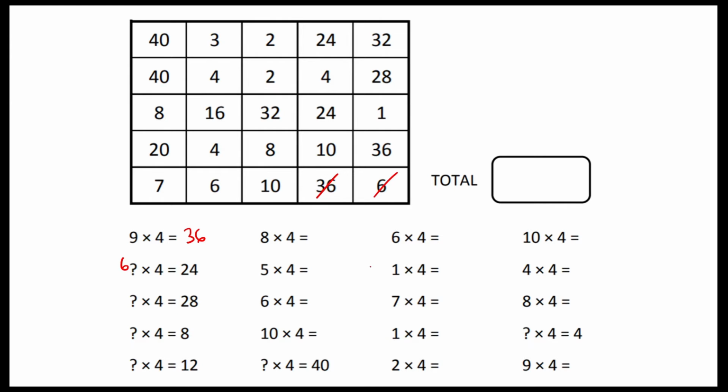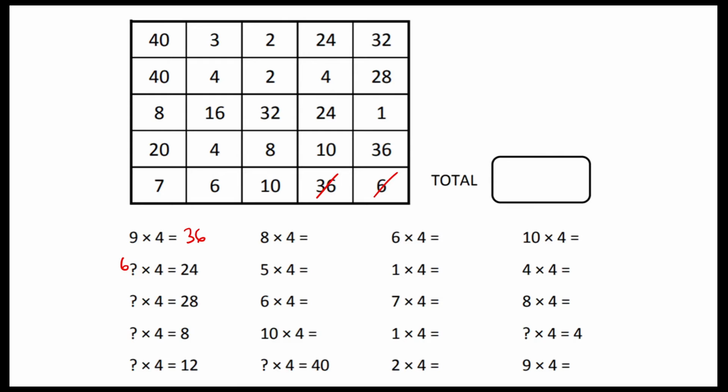You need to repeat this so you've done all of the answers and cross them all from the grid. Just notice that there is a repeat of 6, there's a repeat of 36. I only cross one off at a time, and if I was to get that answer again, then I could cross the second one off.